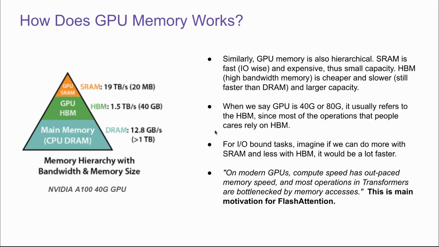When we usually say a GPU is 40G or 80G, like this one, the NVIDIA A100 40G GPU, it usually refers to the HBM. This is because most of the operations that we expect a GPU to finish rely on HBM. For I/O bound tasks, imagine if we can do more with SRAM and less with HBM, it will be a lot faster. This is because SRAM's bandwidth is more than 10 times that of HBM. On modern GPUs, compute speed has outpaced memory speed, and most operations in transformers are bottlenecked by memory access. This means if you're training a transformer, most likely it's I/O bound. This is the main motivation for flash attention.